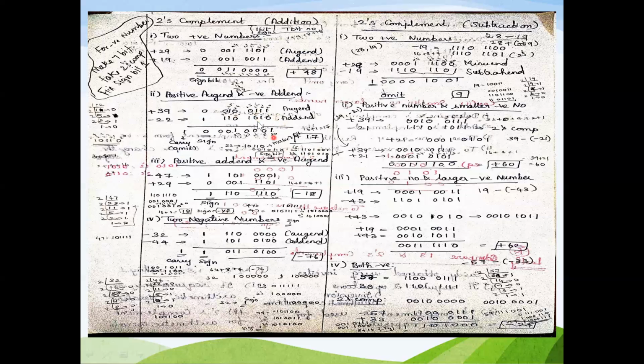Okay, then I am doing the usual addition. Here the sign bit is 0, hence I am omitting the carry, and here the answer is 001 0001. So 2 power 0, 2 power 1, 2 power 2, 2 power 3, 2 power 4. So 2 power 4 plus 2 power 0. 2 power 4 is 16, 2 power 0 is 1, 16 plus 1 is 17. Since the sign bit is 0, it is plus 17. So I got the exact result of plus 17.